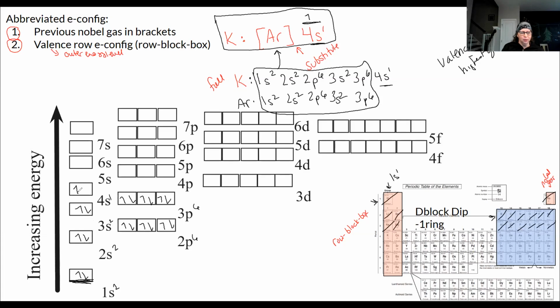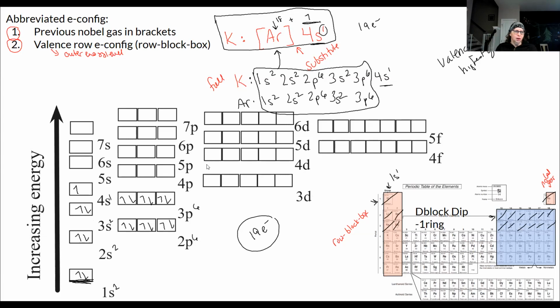4s1 only has 1 going up. So if we count up these arrows, we are going to get 19 arrows for 19 boxes for 19 electrons. Argon is number 18, so it still works here. 18 plus 1 is 19 electrons.